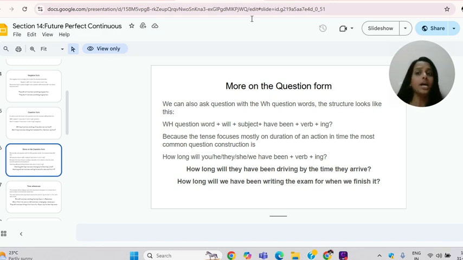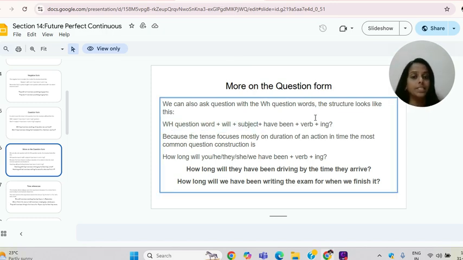Let's focus more on the question form. When we want to ask questions using this tense, we follow a specific structure, right? Like WH question word plus will plus subject plus have been plus verb plus ing. Since this tense is all about duration, the most common question word used is how long, because we are usually asking questions about the length of time something will have been happening.